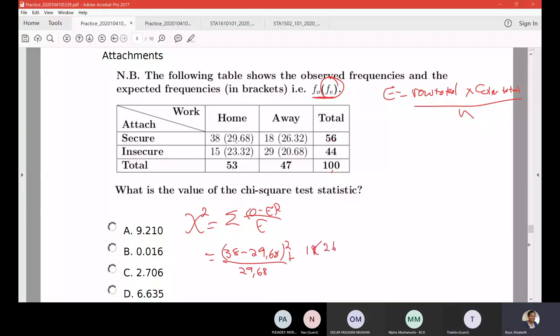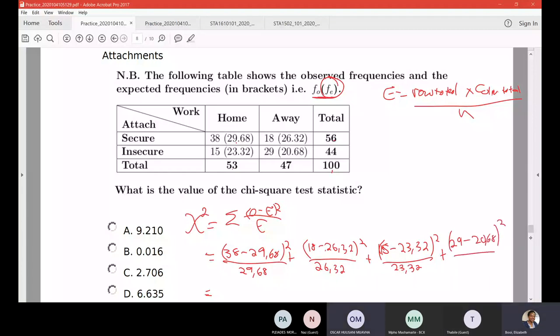18 minus 26.32, squared, divided by 26.32. I will assume that you are also calculating. And this will be 15 minus 23.32, squared, divided by 23.32, plus 29 minus 20.68, squared, divided by 20.68.